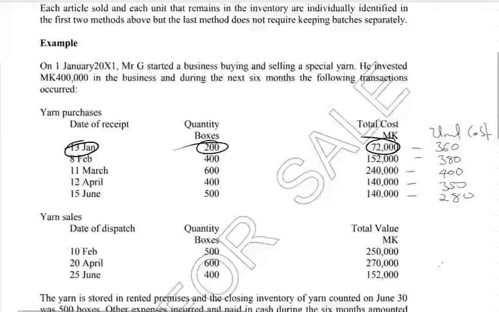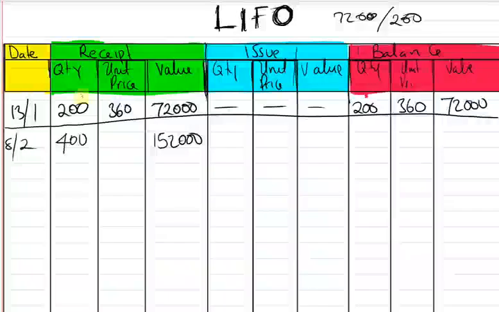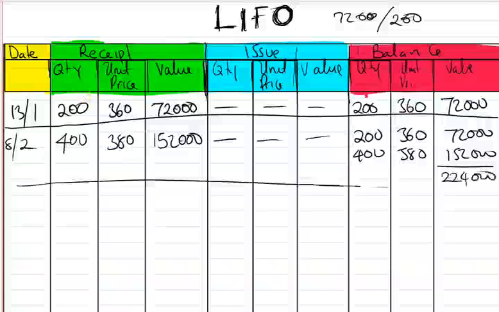We'll go to the second transaction, which is on 8 February. They bought another consignment of 400 at 152,000. The unit value will be 152,000 divided by 400, which is 380. There's no issue on the same date. That means our balance will be the 200 that is in stock at 360, which is 72,000 as the value. Then the new consignment of 400 at 380, which is 152,000, together being 224,000. So we'll close that one.